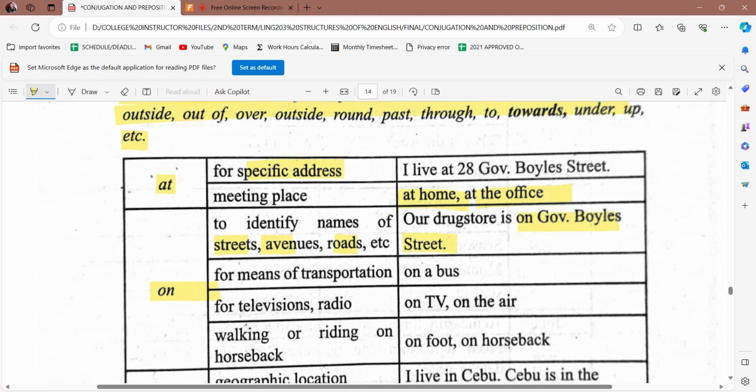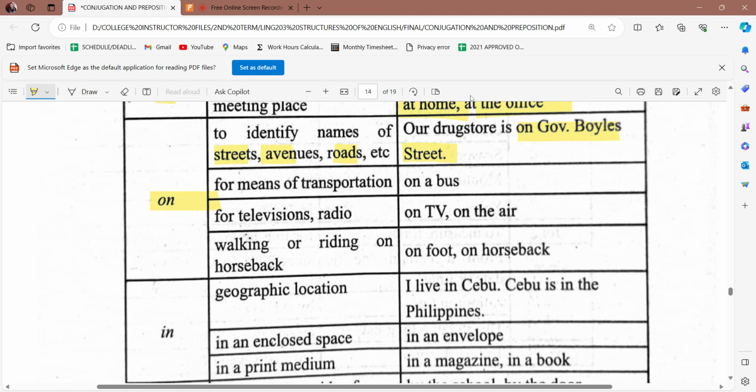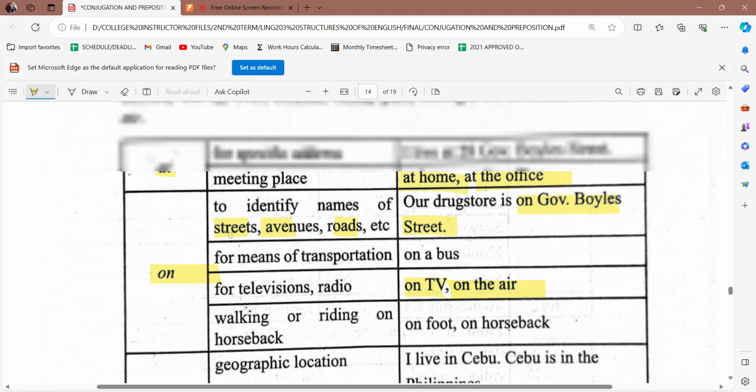So you will know the difference between on and in for means of transportation. You say on if you are riding inside a vehicle, such as a bus or an airplane. You say on a bus, on an airplane. For television and radio, we have on TV, on air, or on the air. And for walking or riding, on foot, on horseback.